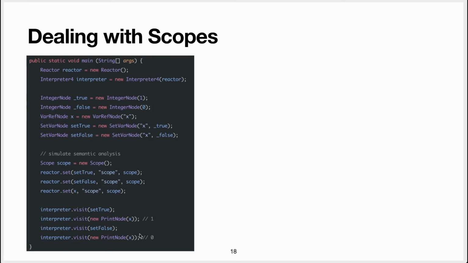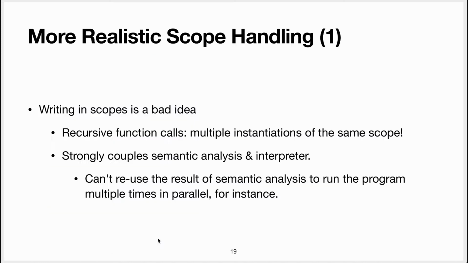Then I set x to false, then I print x, and as expected, the value printed is going to be 0. Okay, so as promised, why is using these scopes a bad idea?